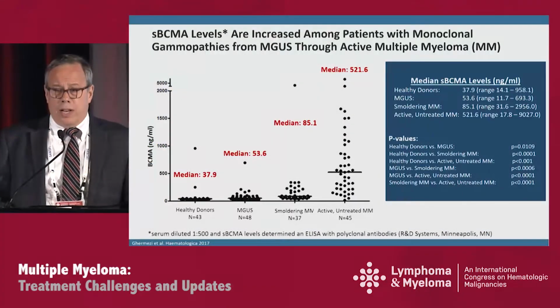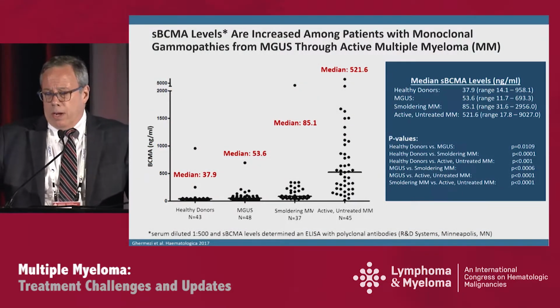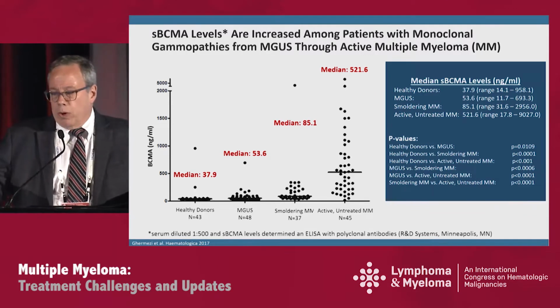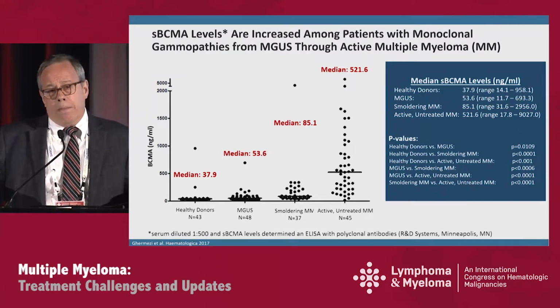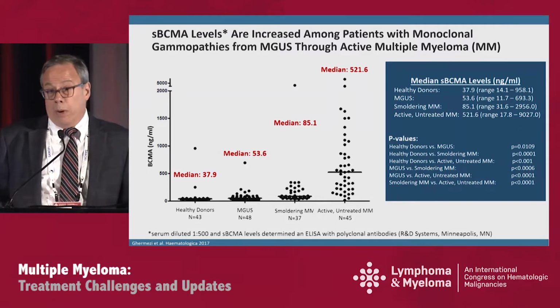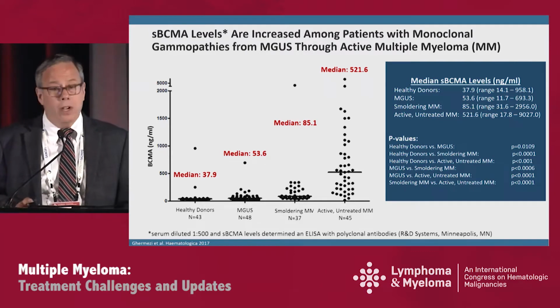So we published data a couple of years ago on age-matched controls versus MGUS versus smoldering and active myeloma, showing a markup from 38, the median in normals, to about 53 in MGUS, to 85 in smoldering, to much higher at 522 in patients with active disease, and those differences are significant between all those groups.